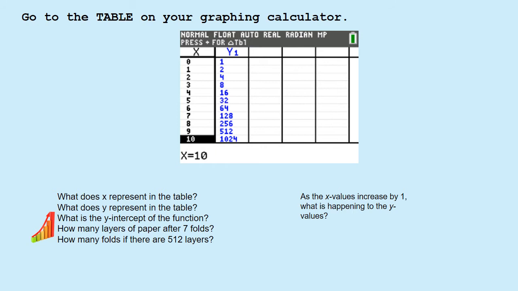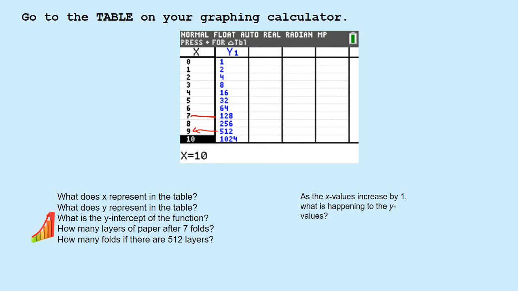What does the Y-intercept tell me? And that Y-intercept is right here. What does the Y-intercept tell me? Okay, the Y-intercept tells me how many layers, like how much I started with. Did I start with 1 piece of paper or 2 or 20? What did I start with? Okay, now I can use this also to give me information about how many folds or how many layers. So after 7 folds, I have 128 layers. After 512 layers means I must have folded it 9 times.